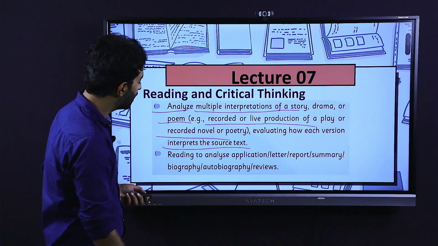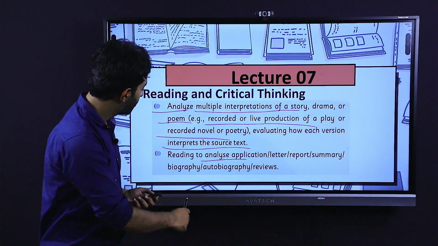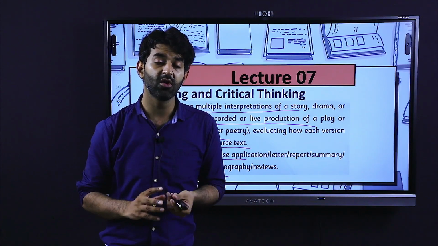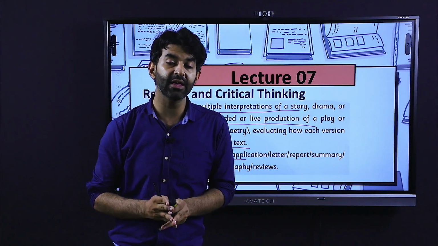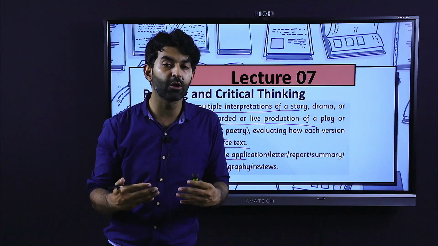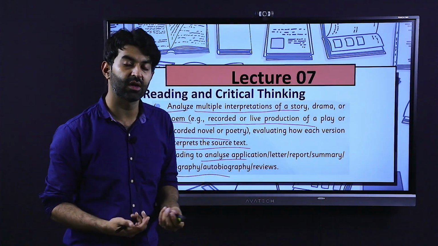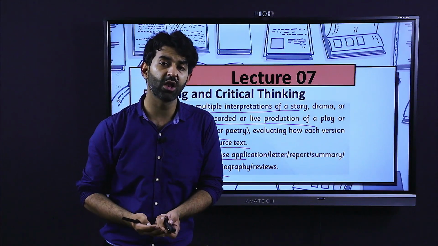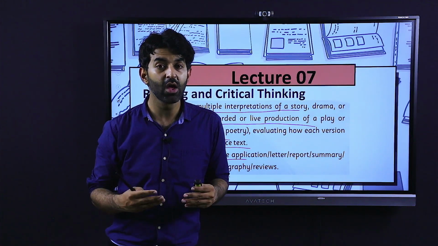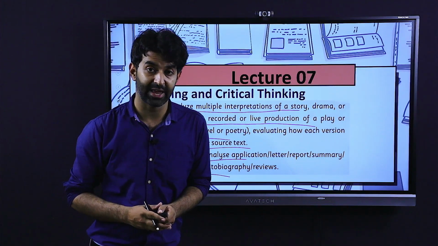Then we will be reading to analyze applications, letters, reports, summaries, and biographies or autobiographies and reviews. These are different text types written for different purposes. We will analyze them one by one with examples, and we will see how we can produce such letters, reports, summaries, biographies, and autobiographies effectively. Obviously, you will learn much more about them in higher classes at university level, but now you need to be learning about some basics of such text types.